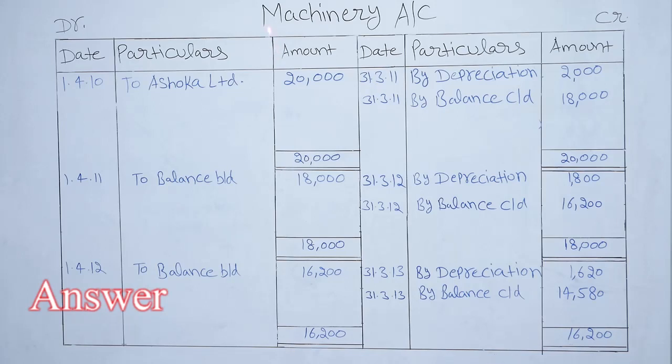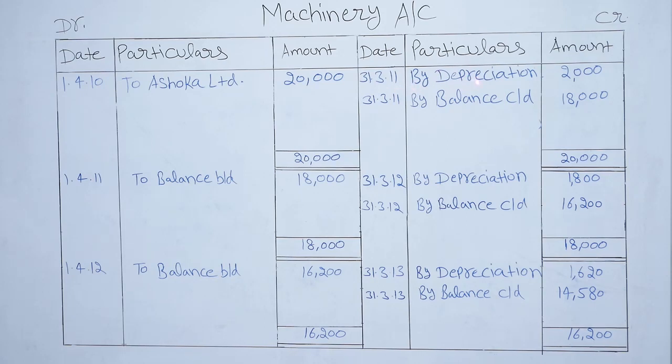Now come to the answer. Machinery account, debit, credit, date, particulars, amount, date, particulars, amount. On 1st April 2010, Mr. Rajesh purchased a machinery from Ashoka Limited. Entry will be machine account debit to Ashoka Limited, rupees 20,000. All books are closed on 31st March every year. So we will charge depreciation on 31st March.